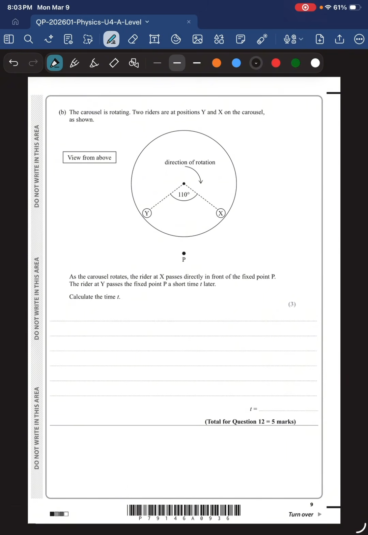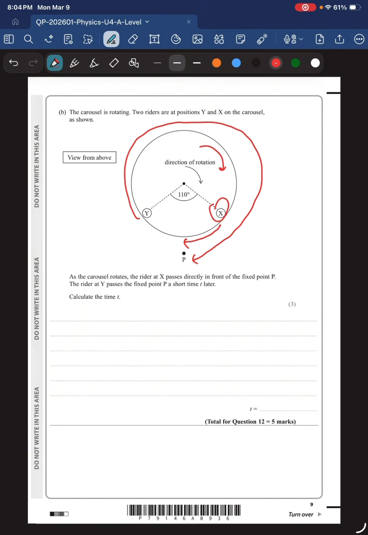Now, question B. The carousel is rotating. Two riders are at positions Y and X on the carousel. As the carousel rotates, the rider at X passes directly in front of the fixed point P. So this guy moves through P. The direction of rotation is this one. The rider at Y passes the fixed point P a short time later. So Y has to go through all this rotation pretty much.